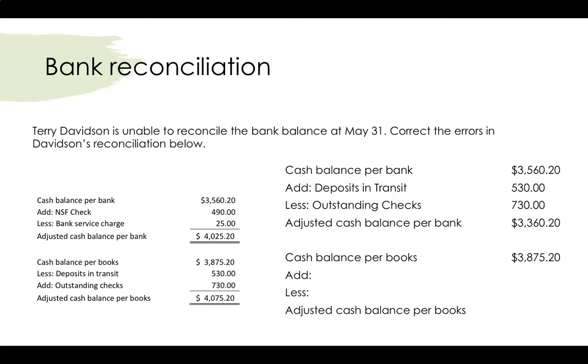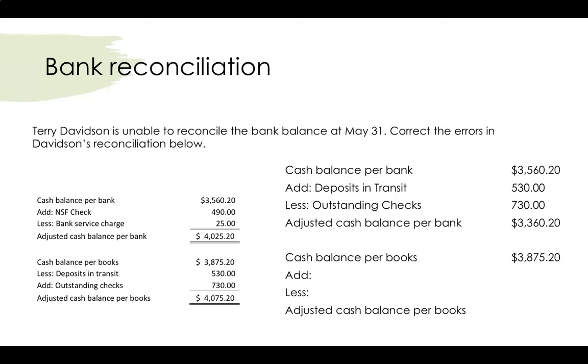Now, we move on to our per books side. So we know that there's only two adjustments that can be made based off of what we were given here, right? The NSF check and the bank service charge. Neither of those will be added to your cash balance. The bank service charge, of course not, right? Because the bank is charging you money.